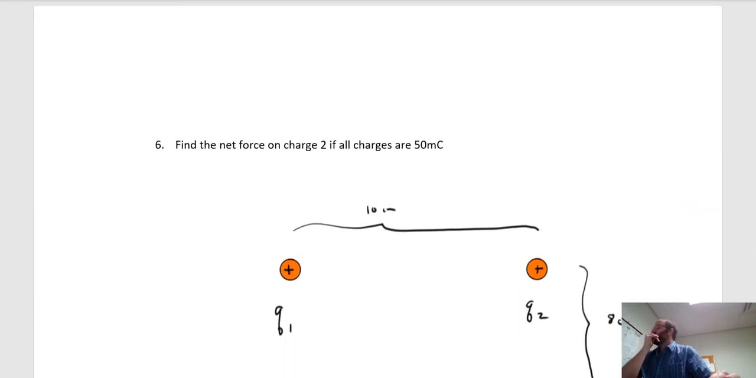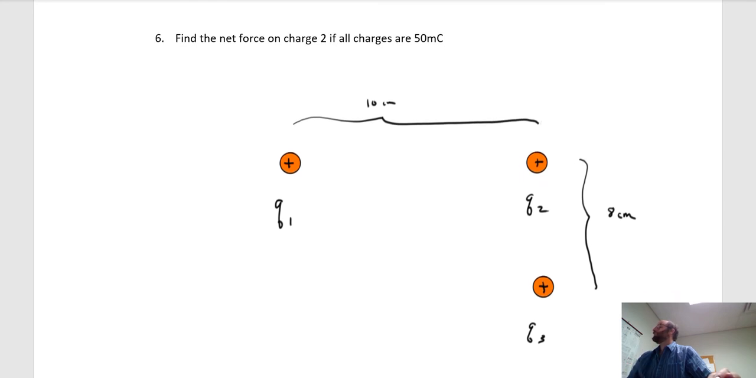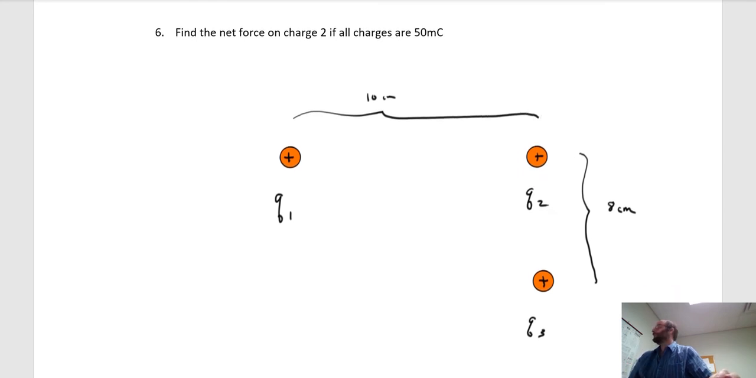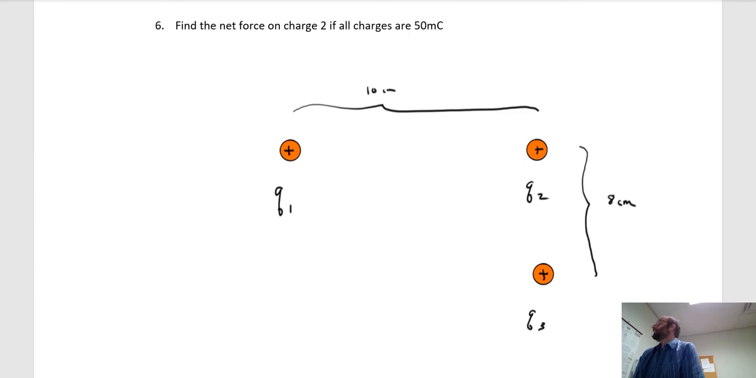Okay, number 6 here. Find the net force on charge 2 if all charges are 50 millicoulombs. So it's the same type of question, it's just two-dimensional, but it's basically the same thing. So again, this one's focused on this charge. Now why? Well, when I write the problems, I just pick one. I could have just as easily said charge 1 or charge 3, but I picked charge 2 for this.